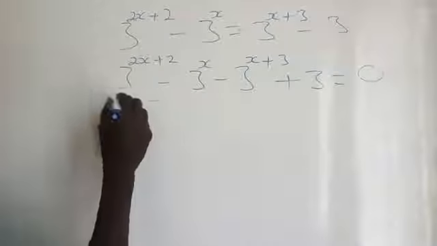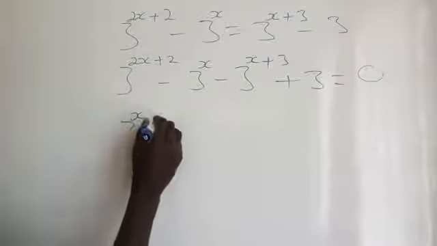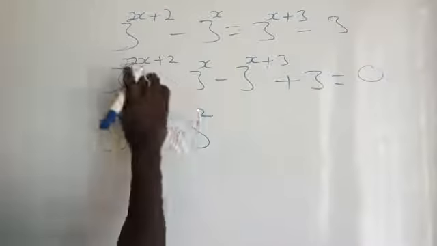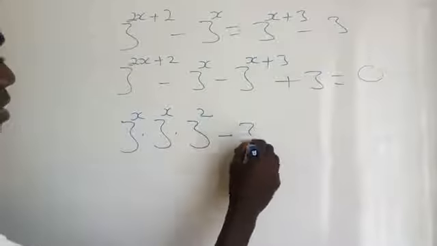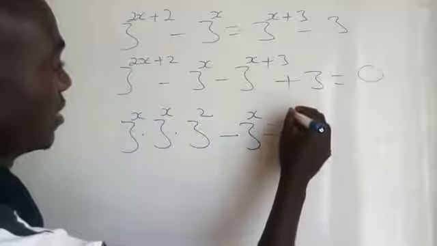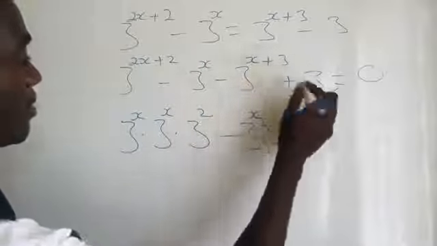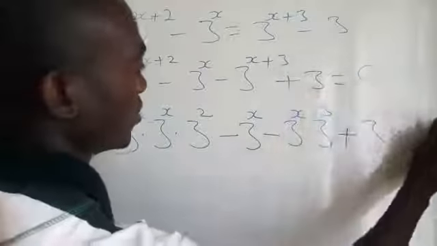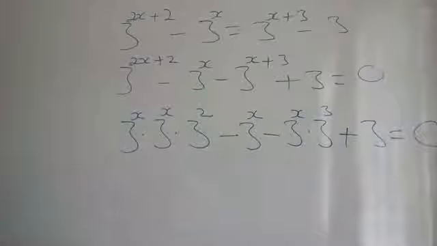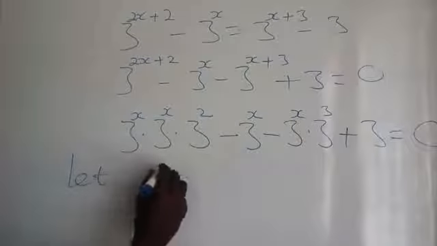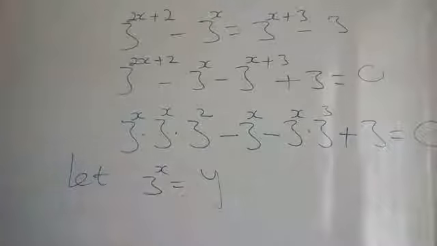So this is 3 power x dot 3 power x dot 3 power 2 minus 3 power x minus 3 power x times 3 power 3 plus 3 is equal to 0. Is equivalent to 0. So at this point I can say let 3 power x be a certain letter y.